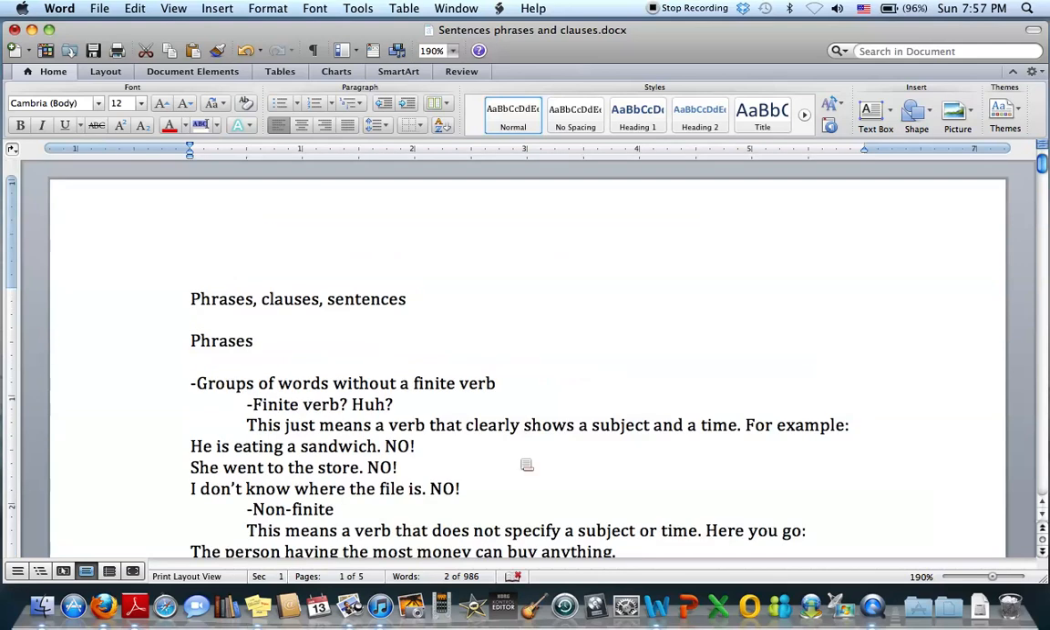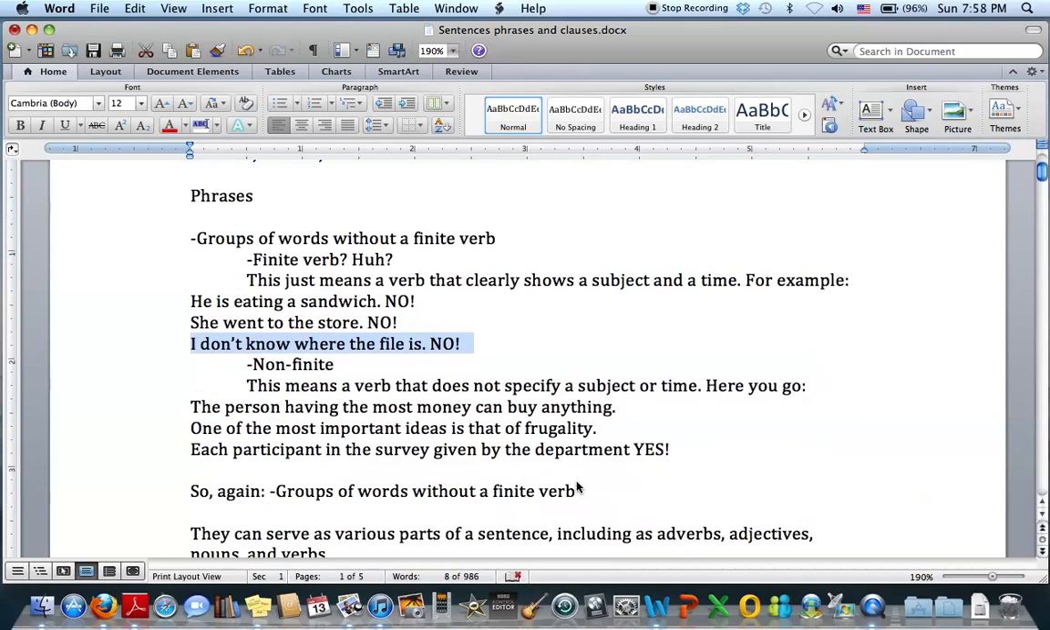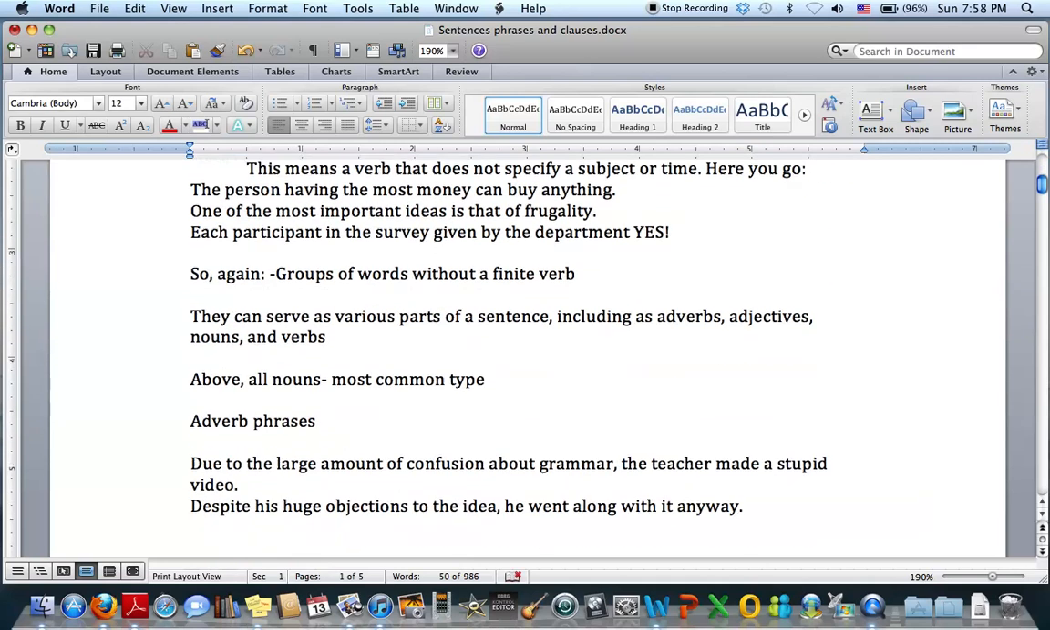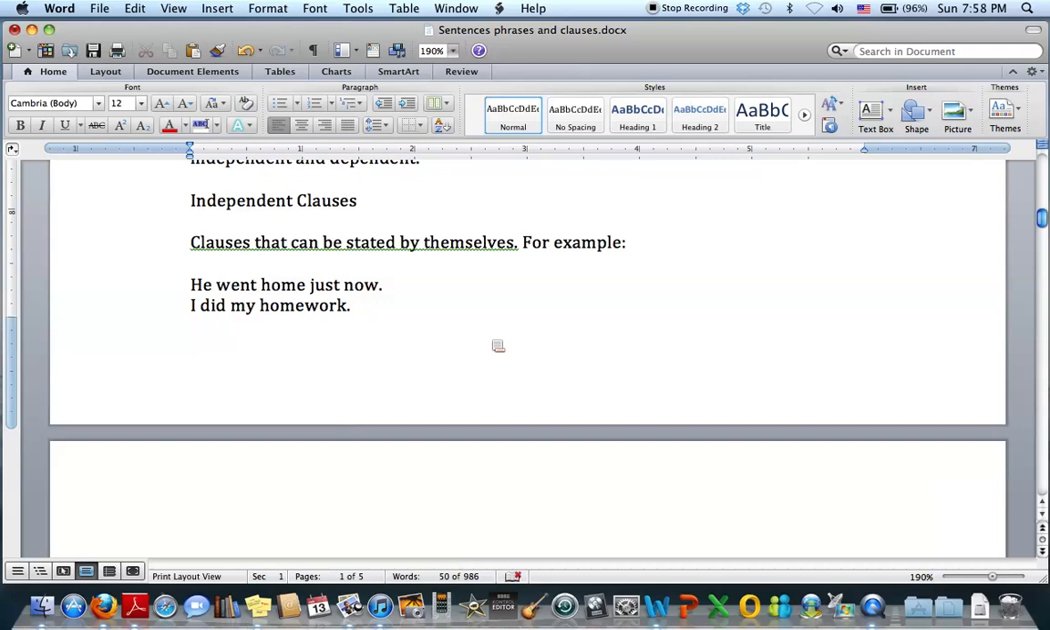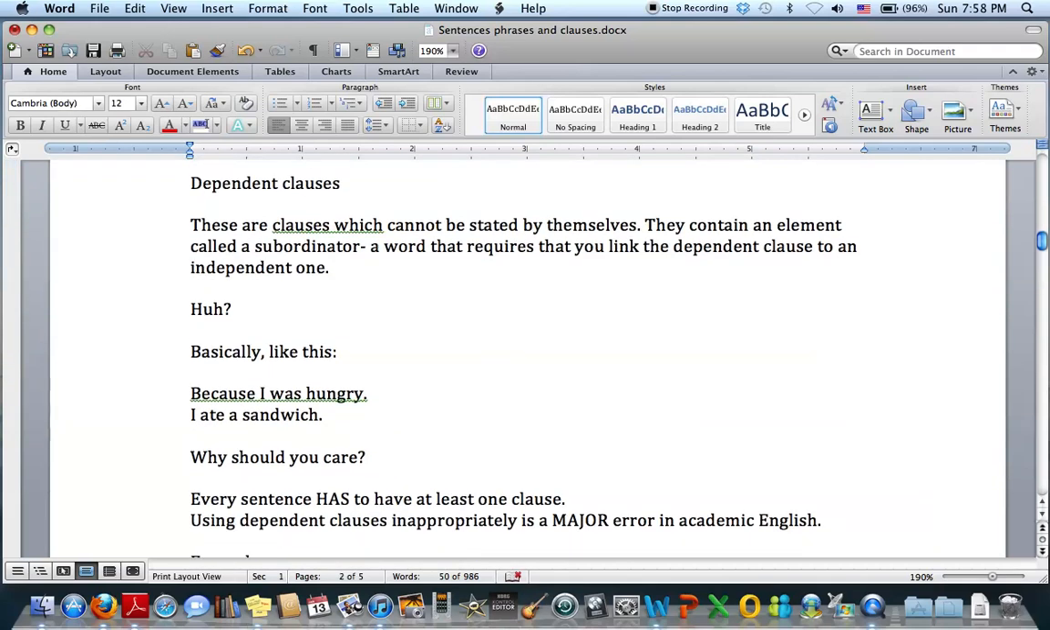Taking a peek back up here at the top, hey, guess what? Same deal. He is eating a sandwich. That's an independent clause. I can put a period at the end of it. She went to the store. Period at the end of it. Done. I don't know where the file is. Great. Simple. We've got ourselves an independent clause there, except we also have another clause inside of it. We're not going to cover that in this video. For that one, I encourage you to take a look at the noun clause video that is also available on my site here. Okay. Anyhow, that's independent clauses. Let's take a look at dependent clauses.